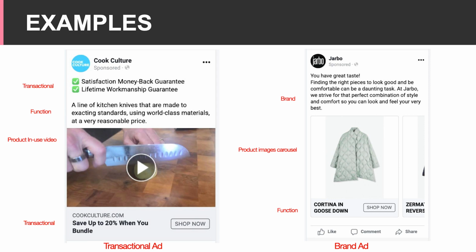And with their headline, they've gone with functional attributes to explain each of the products. So this is Cortina in a goose down. So very big on function there. This is very much a brand ad because they are leading with the brand attributes at the top.